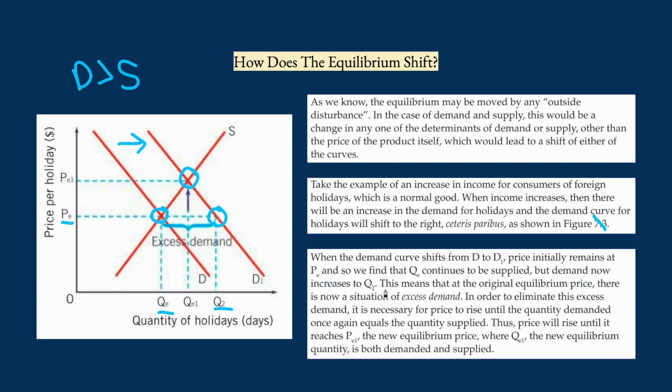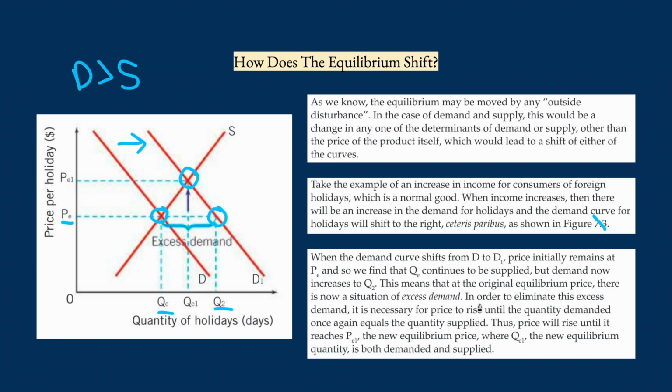But remember, this means that at the original equilibrium price, there is now a situation of excess demand, okay? Remember, excess demand is where demand is greater than supply, so it's this area here, and we are also going to label this area as excess demand or as a shortage, okay? However, remember, we want to get rid of the excess demand.